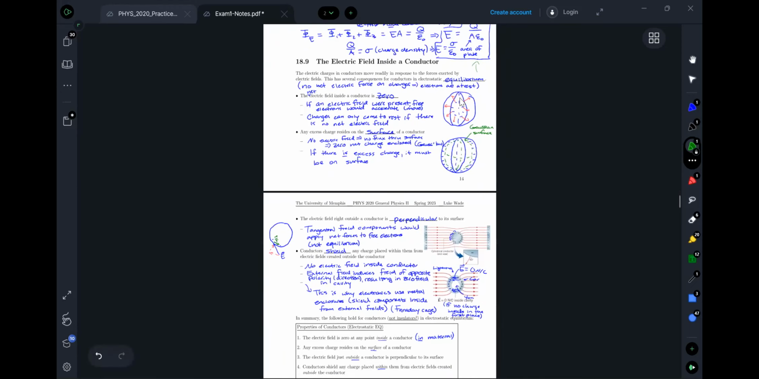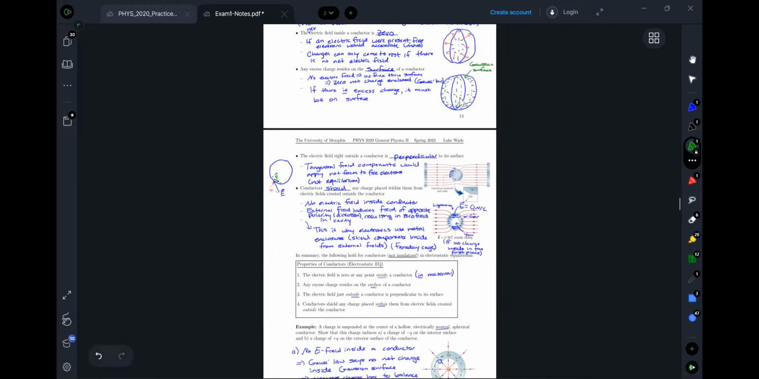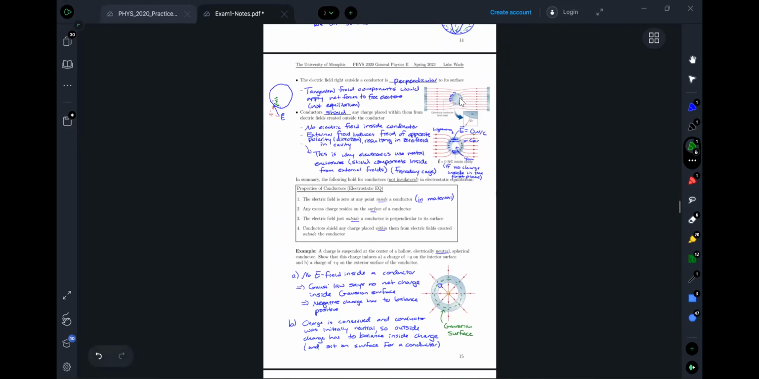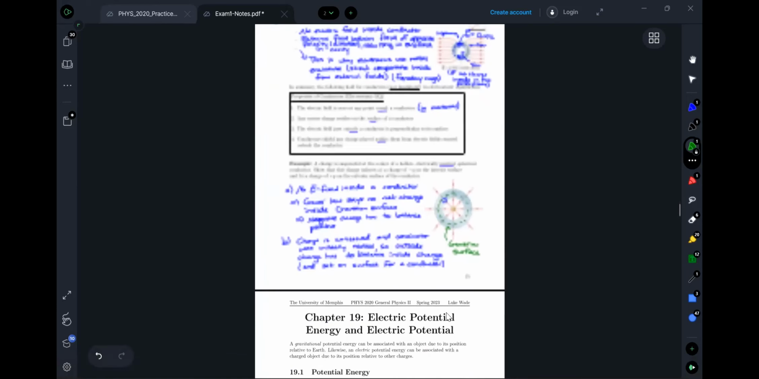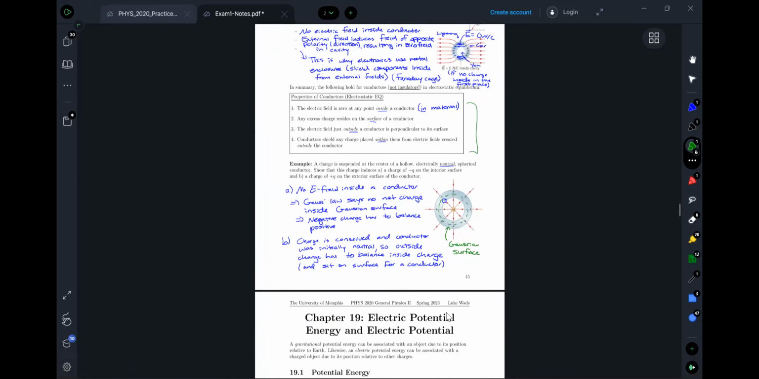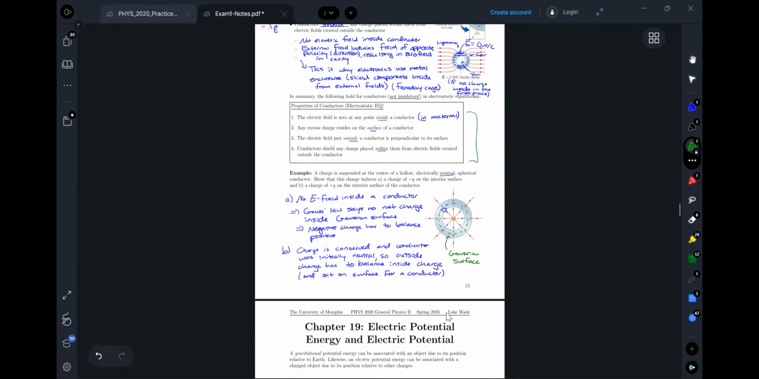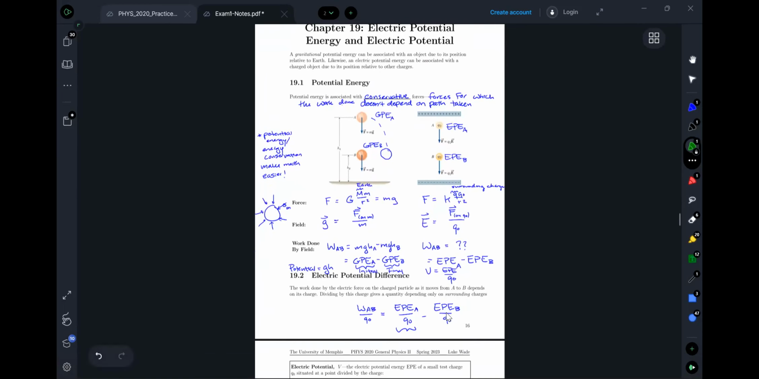What else we got here? Properties of conductors. It may help to read over them just to kind of remember what it is that conductors do, how charge moves on them, but it's not a strong focus on the exam. So you may have things where there are conductors involved in a problem, but it's not asking you to leverage too much this knowledge about conductors to solve the problem. Okay, so that's 18.